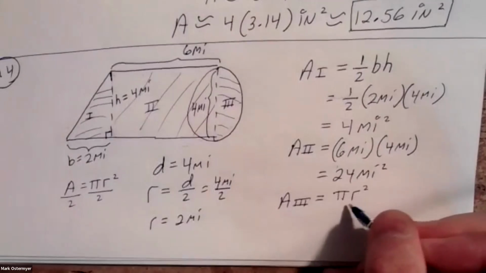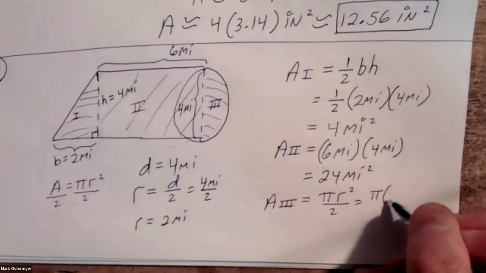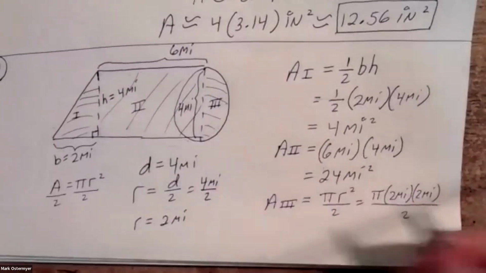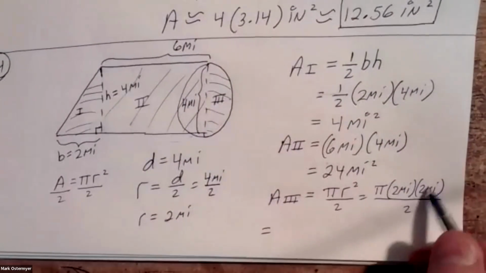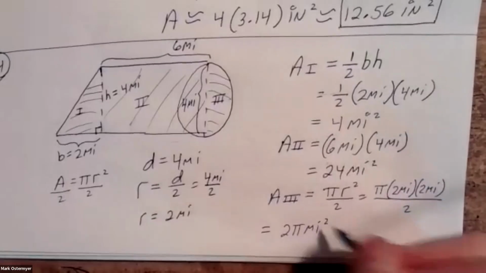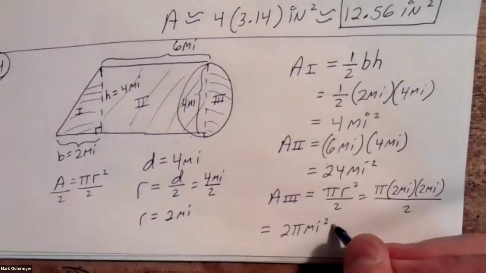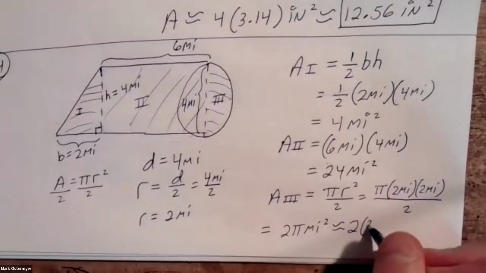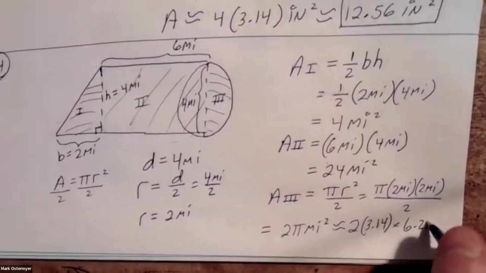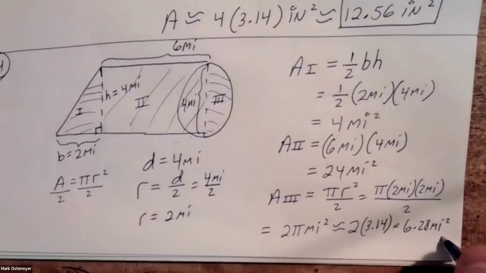So it's going to be pi times the radius squared divided by 2, which is to say pi times the radius, which is 2 miles, times 2 miles divided by 2. This 2 drops out with one of these 2's here, and we're left with just 2 pi square miles. Now, if we want to approximate this, replacing pi with 3.14, we would get approximately 6.28 square miles. That would be the approximate area of that semicircle.